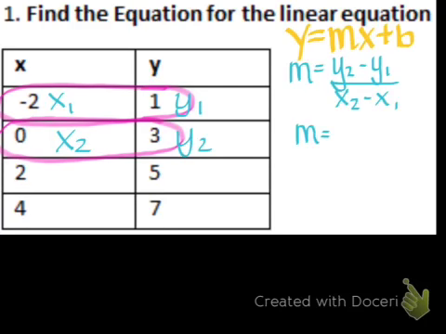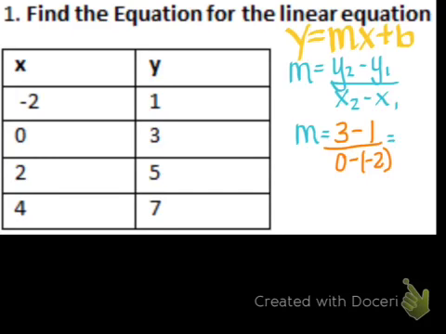So I'm going to come over to my formula and I'm going to start substituting. So I'm looking for my y2. So in this example, my y2 is 3. So I'm going to put in my y2. Then I'm going to subtract my y1. In this example, it's 1. And that's going to be all over x2, which in this example is 0, minus our x1 is a negative 2. So I'm going to keep minus a negative. And then I've done all my substitution.